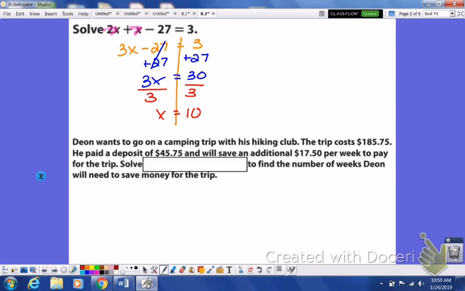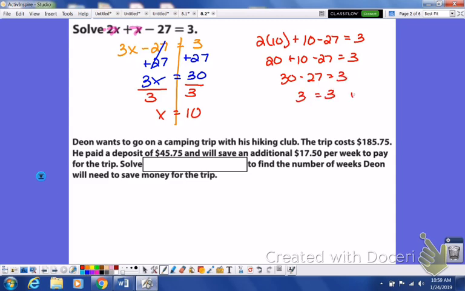And since we started with more than one variable here, I'm going to show you your check. If x equals 10, that means that every x that I saw at the beginning, we're going to replace with a 10. So 2 times 10 plus 10 minus 27 equals 3. Order of operations, so 20 plus 10 minus 27 equals 3. 30 minus 27 equals 3. And again, you could just put this in your calculator. So 3 equals 3. True statement, so we're correct.